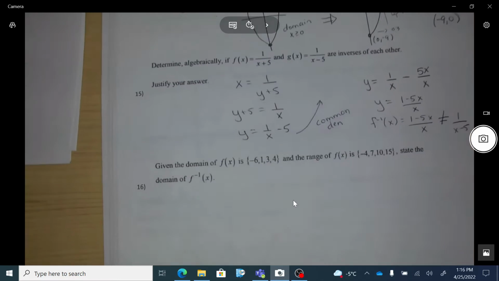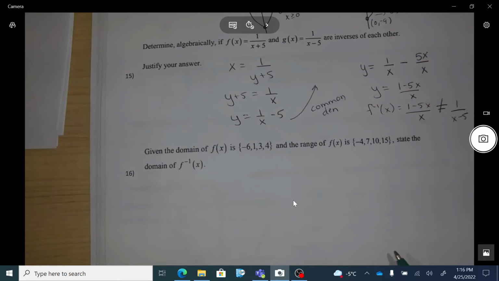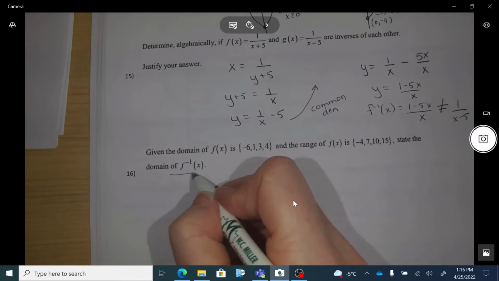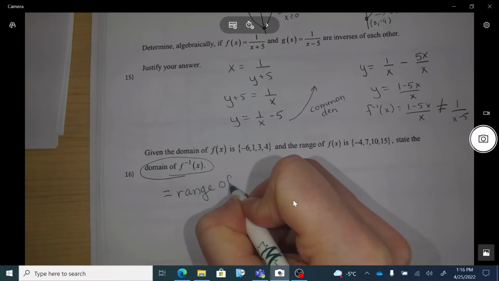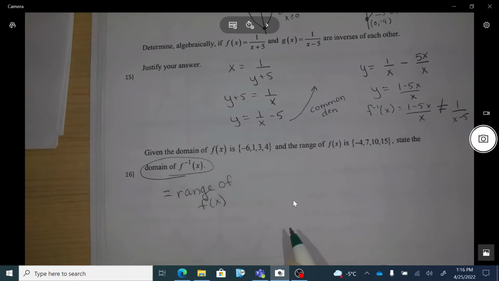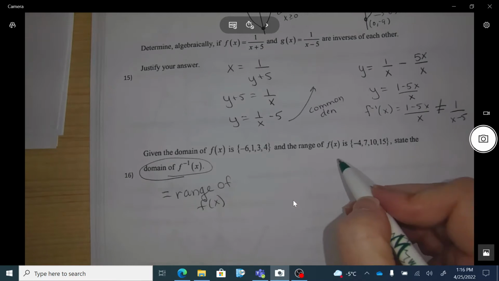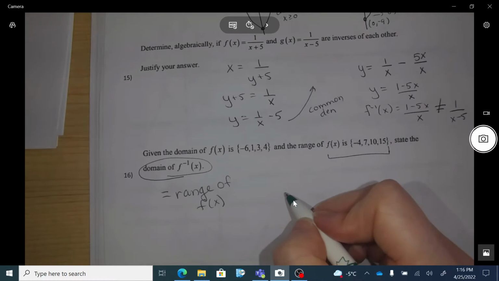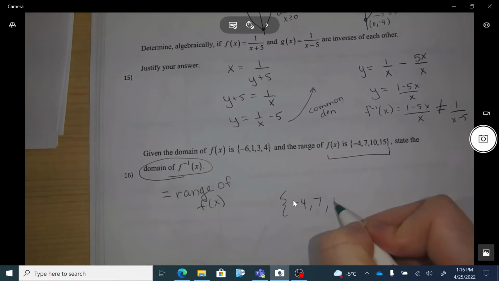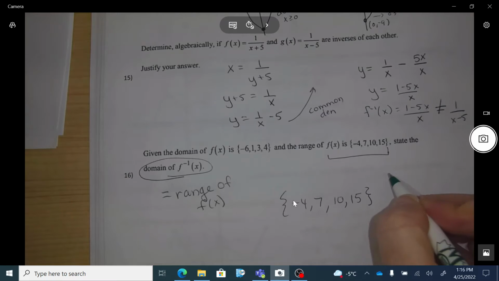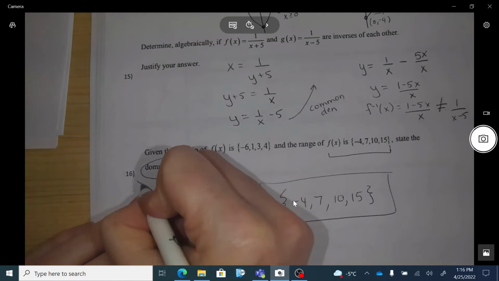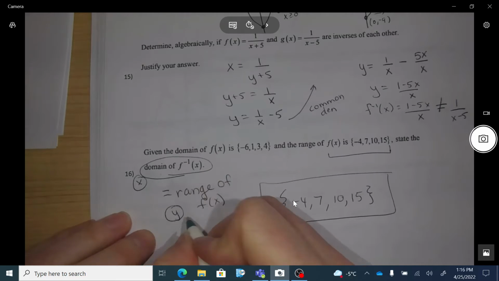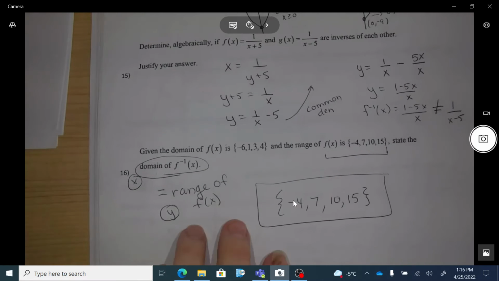Given the domain of f of x and the range of that, state the domain of the inverse. So the domain of the inverse will equal the range of the original. So the range of the original is this. So your answer should just be writing that out. Domain of the inverse is, so the x values of that will equal the y values of that.